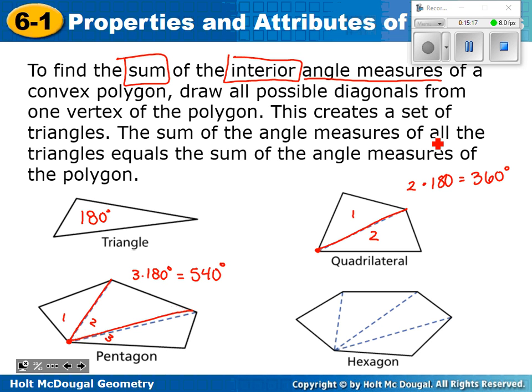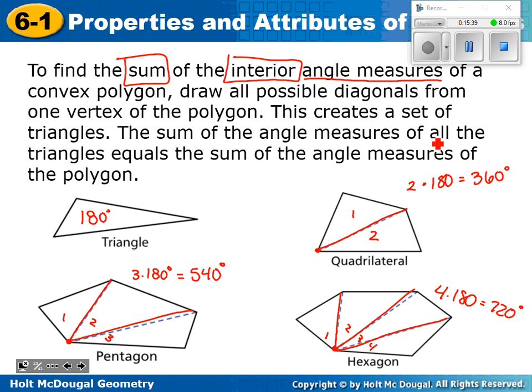540 degrees. Go to the hexagon, same thing: pick a vertex, draw in all the diagonals from one vertex. How many triangles do we get? 4. So 4 times 180 is 720. And we could keep going, right? Depending on how many sides we have.